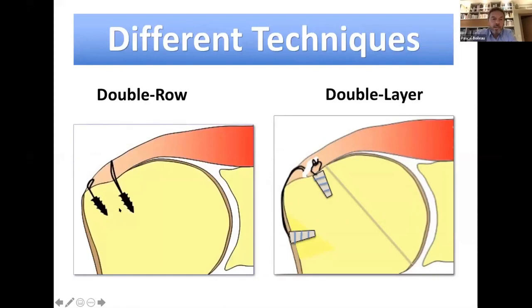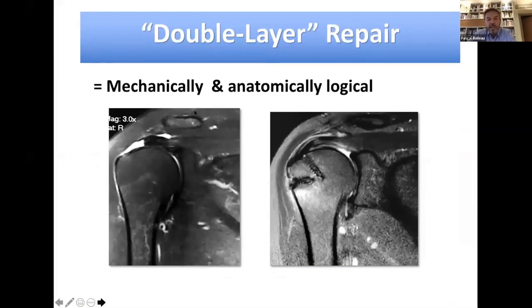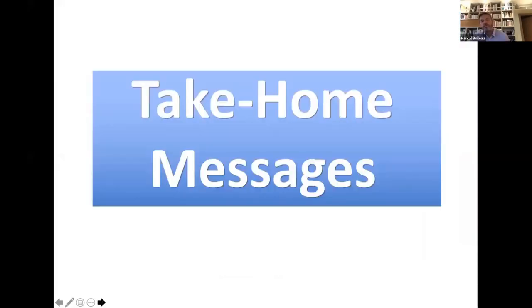The double row is not the same as the double layer. This is what I do today. I do the double layer repair. It's very different. You see here, it's very logical. It's mechanically and anatomically very sound, because you have different kinds of retraction, different directions of retraction, and different reinsertion.